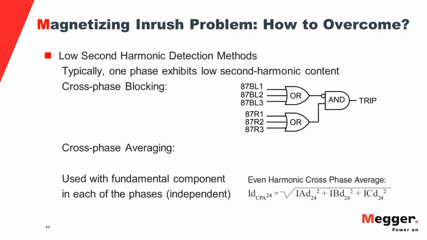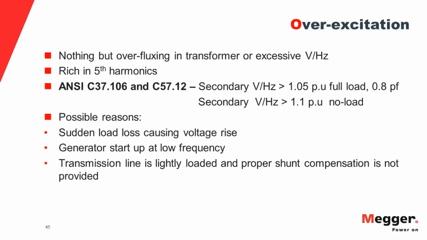What are some of the reasons for overexcitation happening? If there is a sudden loss in your network, then it might increase the voltage. And if it goes beyond this 1.05 factor, then the overexcitation condition will happen. It can also happen if your frequency is reduced. So if you're trying to synchronize the generator at low frequency, the transformer core might get overexcited.